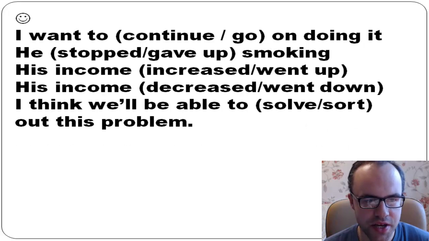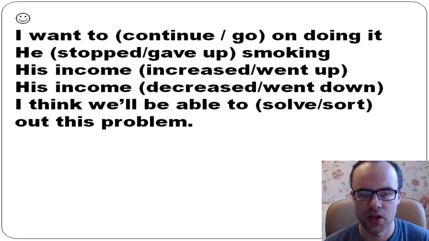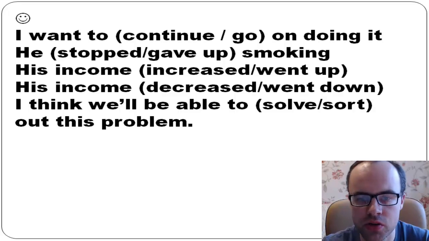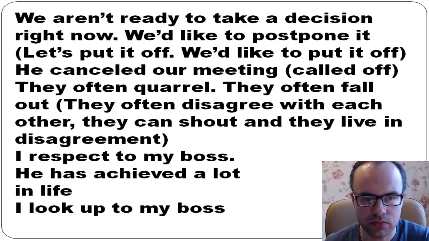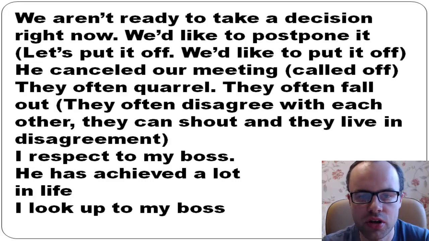Okay, let's revise everything. So we'll be actually using phrasal verbs in our speech. I want to go on doing it. He gave up smoking. His income went up. His income went down. I think we'll be able to sort out this problem. Okay, we aren't ready to take a decision. Right now we'd like to put it off, or let's put it off. He cancelled our meeting, or he called off our meeting.